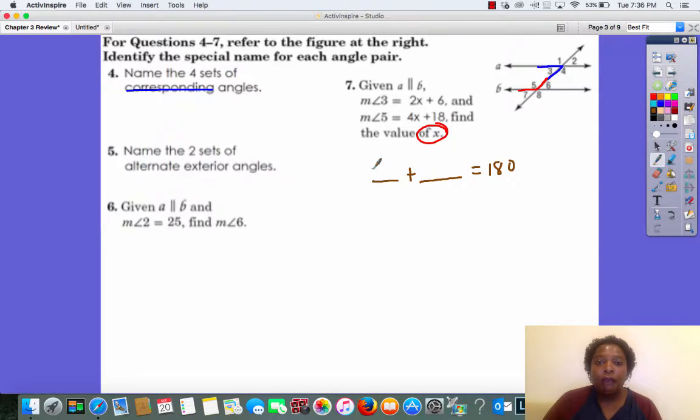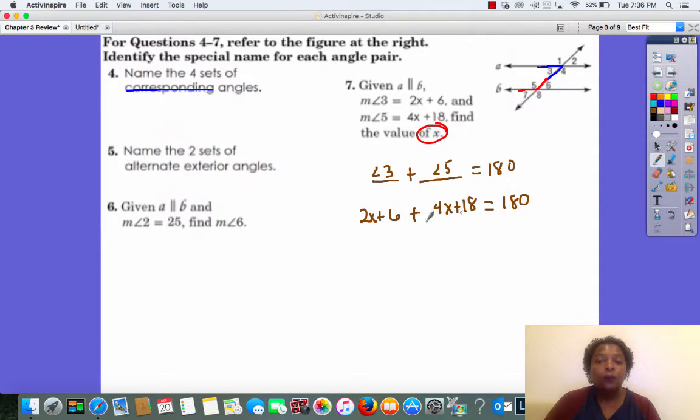So I have my first angle, which is angle 3, plus my second angle, angle 5, together add up to 180. Now I'm going to rewrite the same equation, but I'm going to substitute for angle 3 and angle 5. So angle 3, they told me, was 2x plus 6. And angle 5 was 4x plus 18. Bring down my equals and my 180.